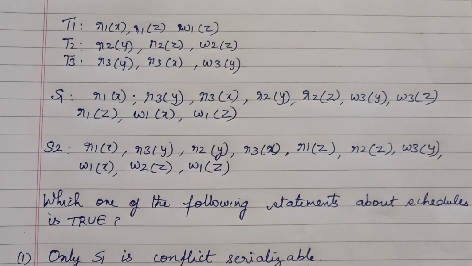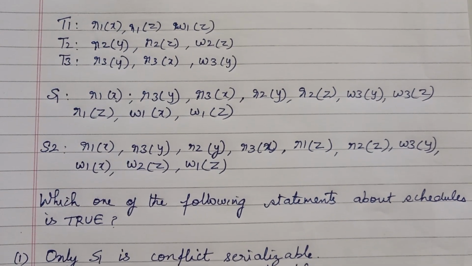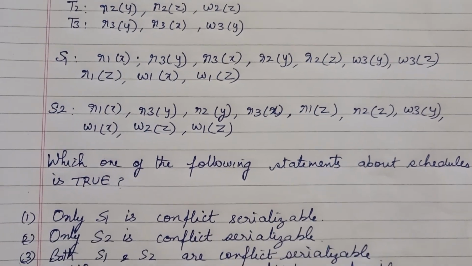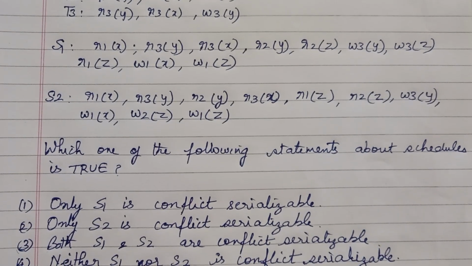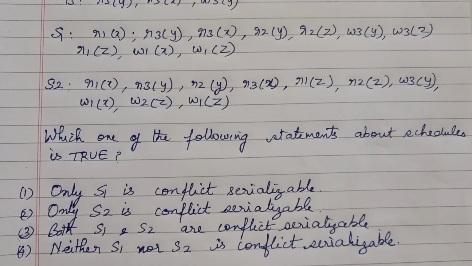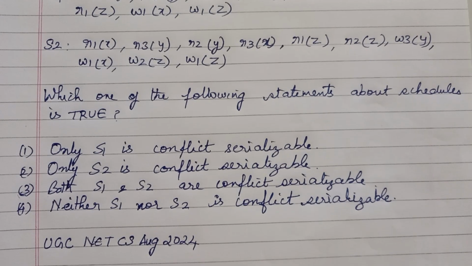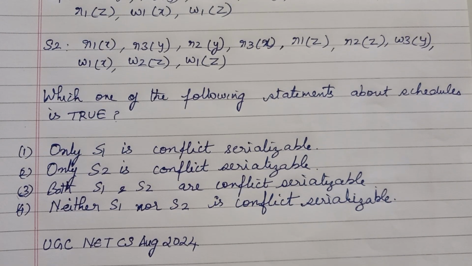The question is which one of the following statements about the schedules is true: only S1 is conflict serializable, only S2 is conflict serializable, both S1 and S2 are conflict serializable, or neither S1 nor S2 is conflict serializable. So I need to know what is conflict serializable. It is a UGC NET August 2024 paper in computer science. So let us see how to solve this problem.